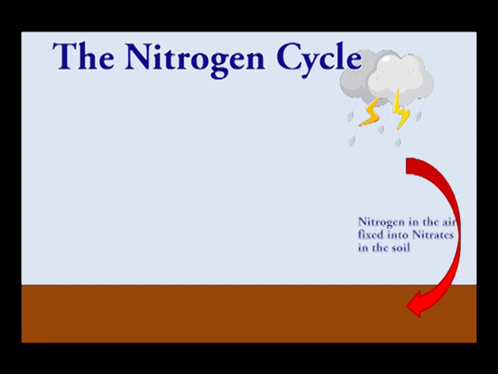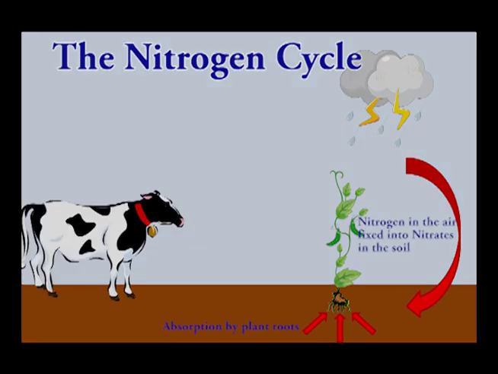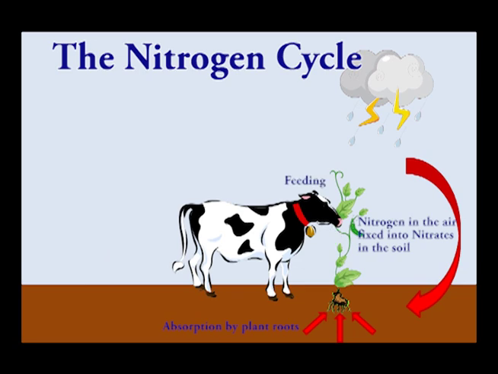Some plants, legumes, that's beans, peas and clover, can do this with special bacteria in their root nodules, and these are known as nitrogen-fixing bacteria. Humans can even do it using the Haber process to make fertilizers that we can put onto the soil. The plants can then absorb these nitrates through their roots and use them to build proteins. These can get passed on up the food chain when an animal comes along and eats them.